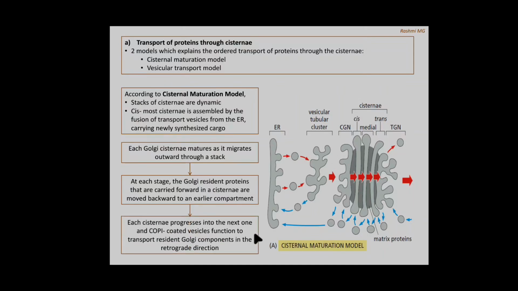Each cisterna progresses into the next one, and COP1 coated vesicles function to transport resident Golgi components in the retrograde direction. So in the retrograde direction, which type of vesicles are helping? COP1.